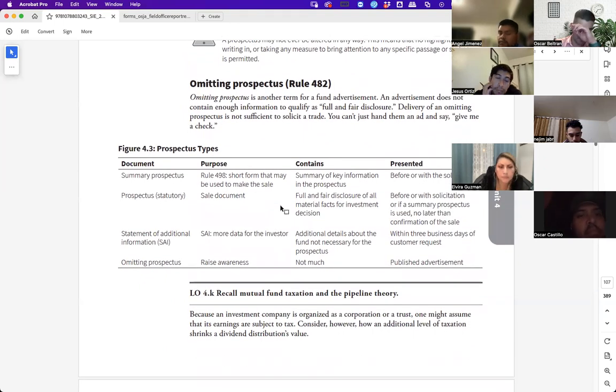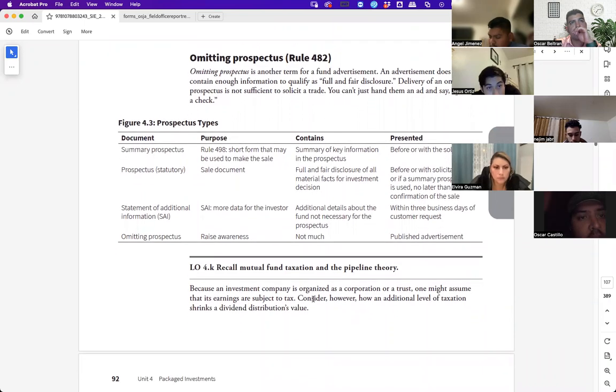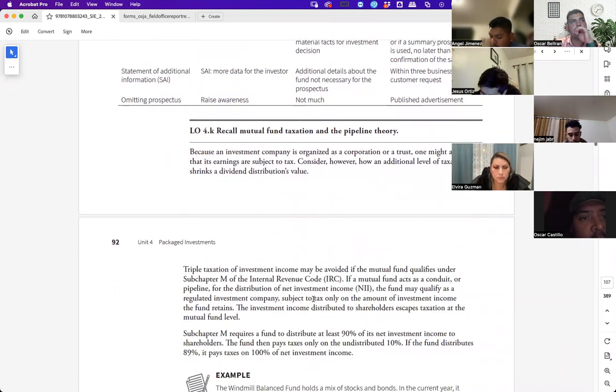Here's your little hot sheet, what to expect. I would say memorize this little table. All right, let's keep going.